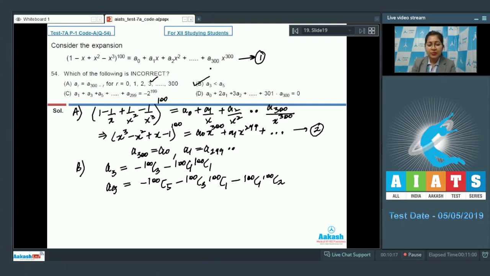Here we can check option number C also by putting in equation 1 x equal to 1 and then putting x equal to minus 1 and then subtracting those two equations, we will get the value given in option number C. Also, for checking option number D, we can multiply the equation given in 1 with x and then differentiate it, right? So in this way we can solve this question. I hope all the queries of this paper are clear to you. Thank you for watching.